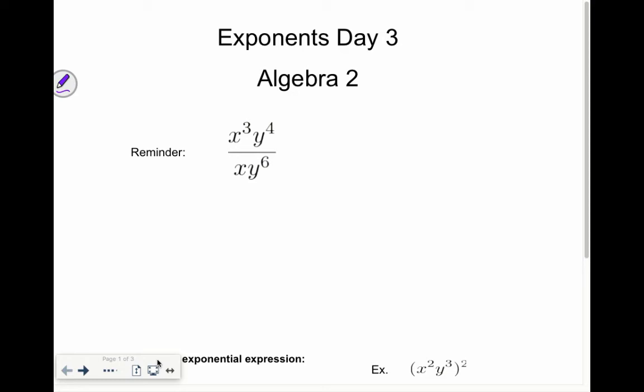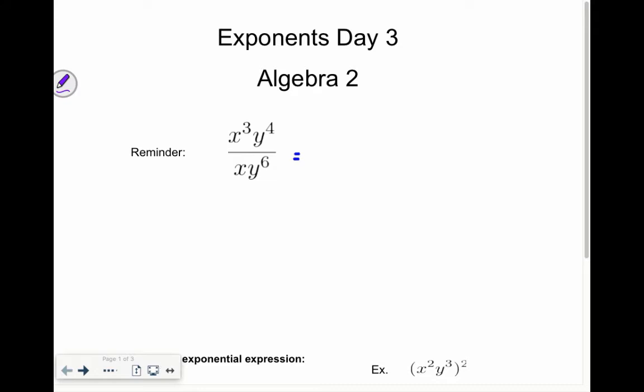Tonight's video is day 3 of exponents, so we're going to build on what we've been doing. Again, I just want to start with a reminder here, just because we're going to build off of this idea in the rest of the video. So we have x cubed y to the 4th divided by x y to the 6th, and we want to simplify that. So remember what we did.